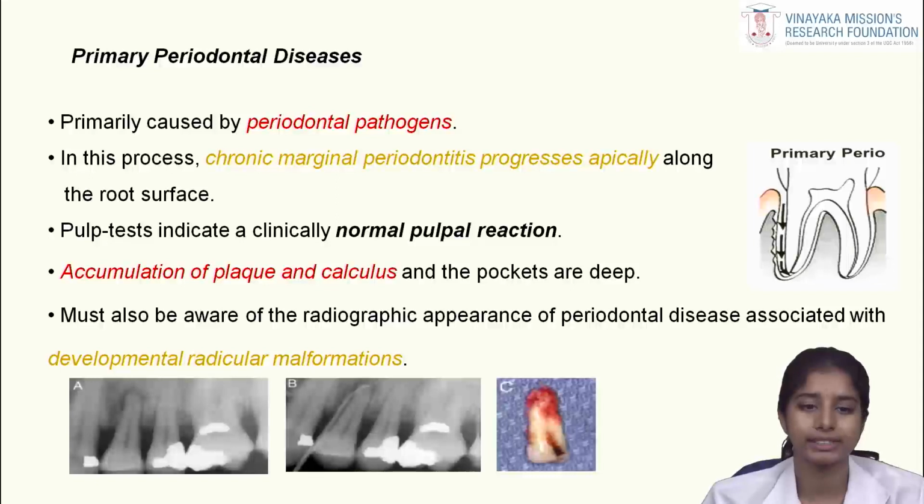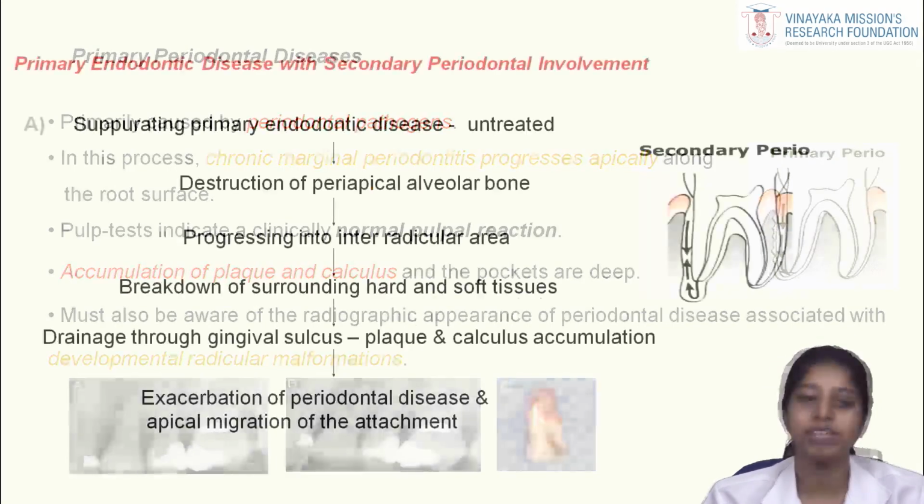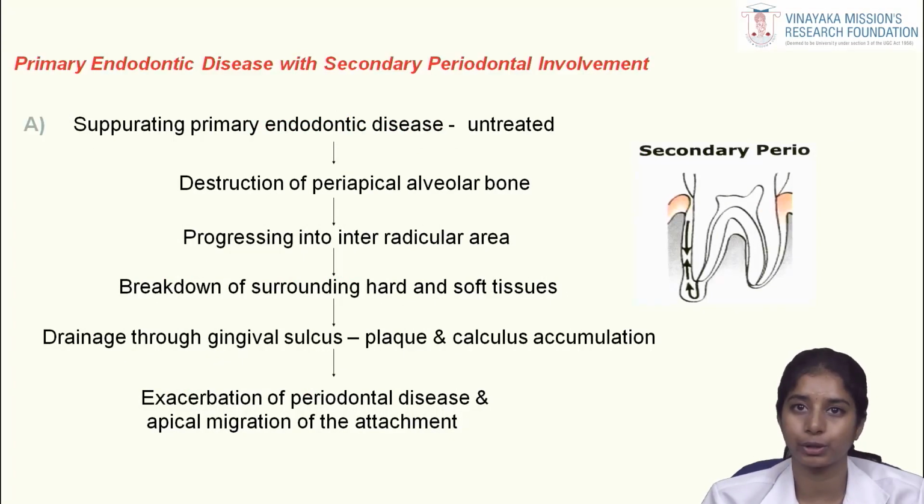Then we have primary periodontal diseases, which are primarily caused by periodontal pathogens. In this process, chronic marginal periodontitis progresses apically along the root surface, and when doing a pulp test, it indicates a clinically normal pulpal reaction only. There will be accumulation of plaque and calculus exacerbating the periodontal disease, and the pockets are deep in nature. We also have to be aware of the radiographic appearance of periodontal disease associated with developmental radicular malformations.